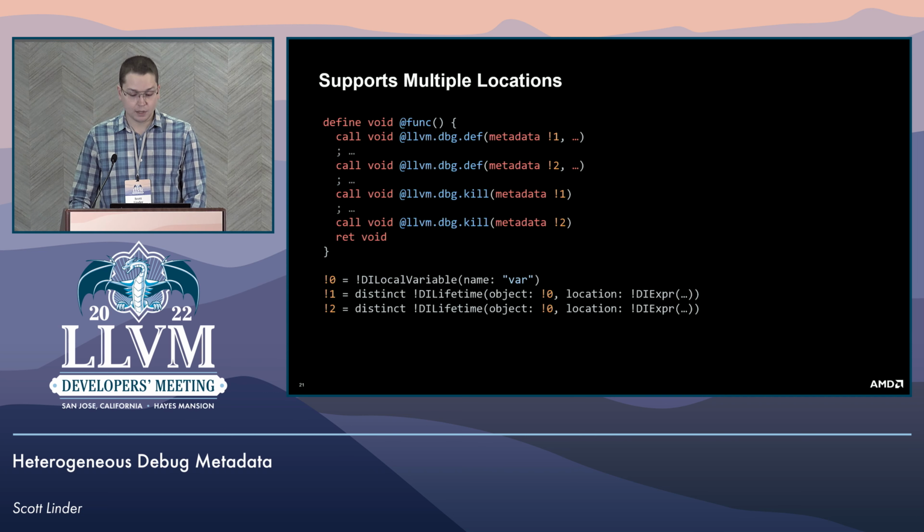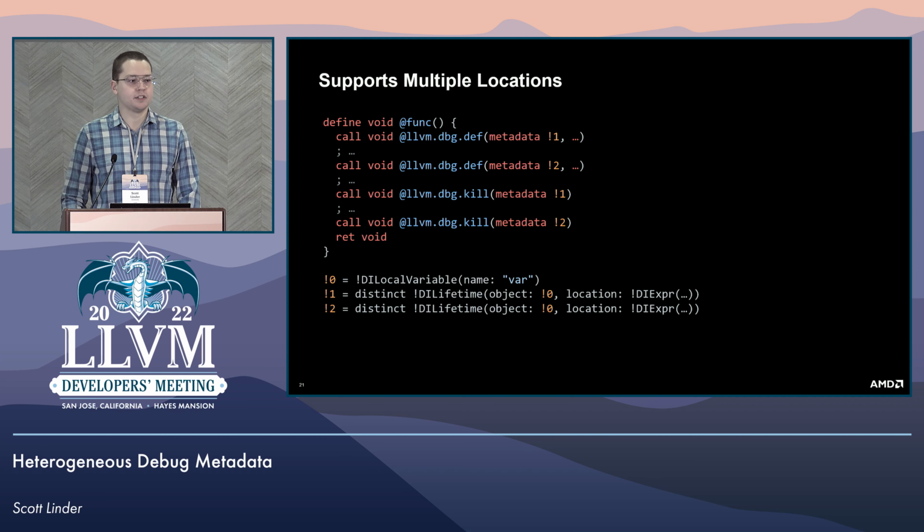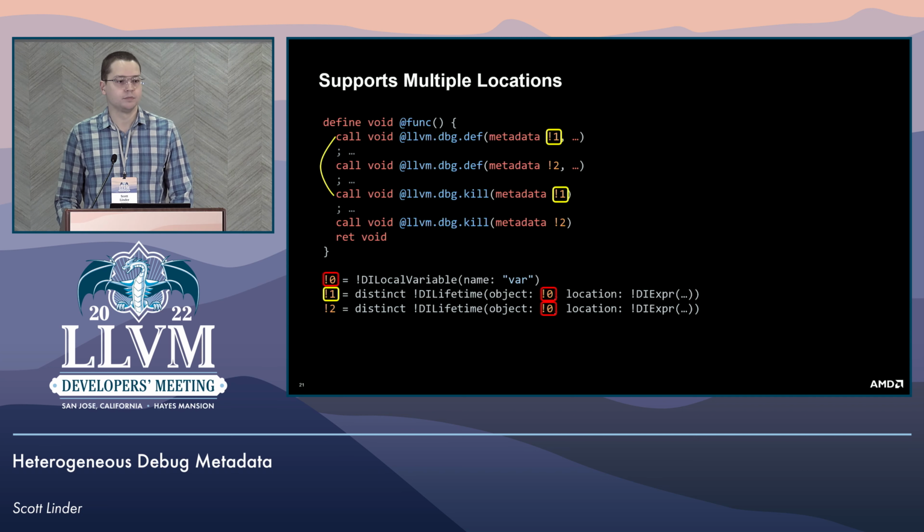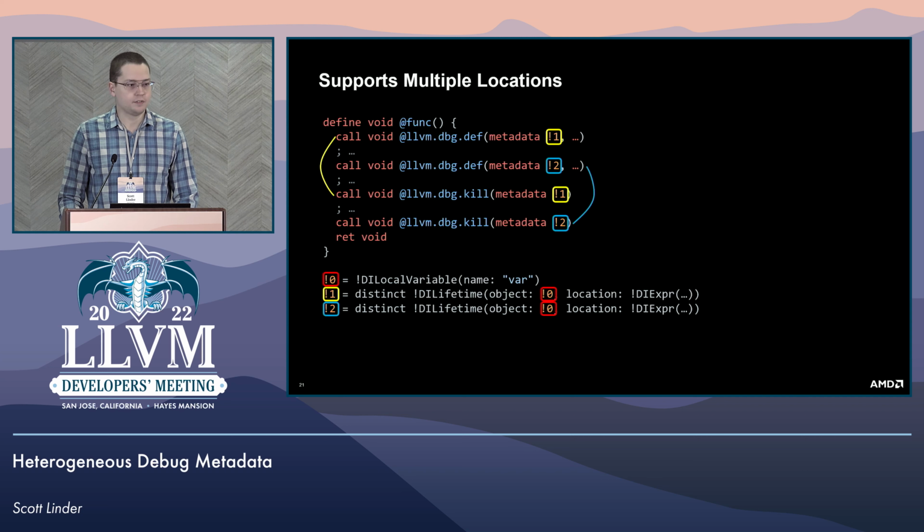So separating the lifetime concept from the objects themselves means we can describe multiple locations at the same time. So as before, we have the single DI local variable, but now we have multiple DI lifetimes. We still have that first DI lifetime bang 1 from before, defined over some range in the function with the intrinsics. But now we also have a DI lifetime bang 2, which overlaps partially with the former in this case, and where the two lifetimes overlap, the object naturally is in multiple locations.